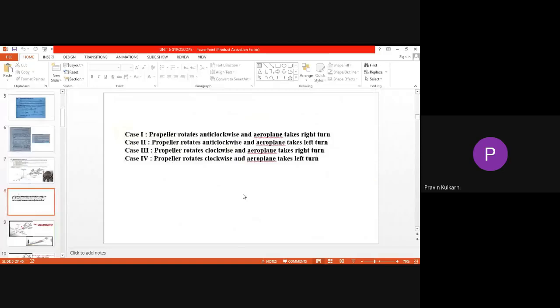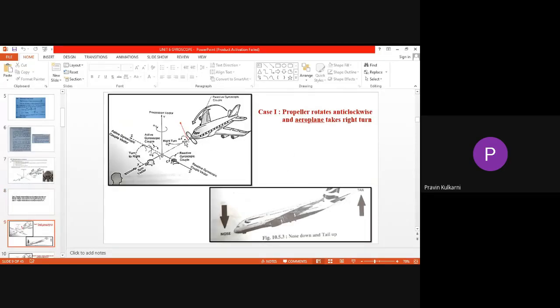So the best way is to solve some numericals, or you can remember this. Like in this case, the propeller is rotating in anti-clockwise direction, and the aeroplane takes a right turn. So we have indicated that right turn using a red line, red arrow. So what is to be done is, bend the fingers in the direction which is anti-clockwise. Then rotate this. Since it is taking a right turn, you have to rotate in that direction.